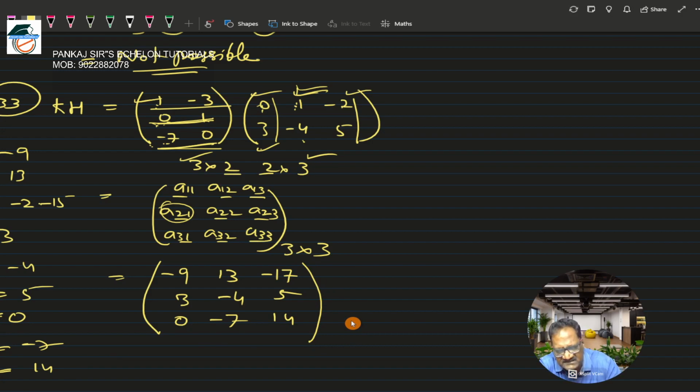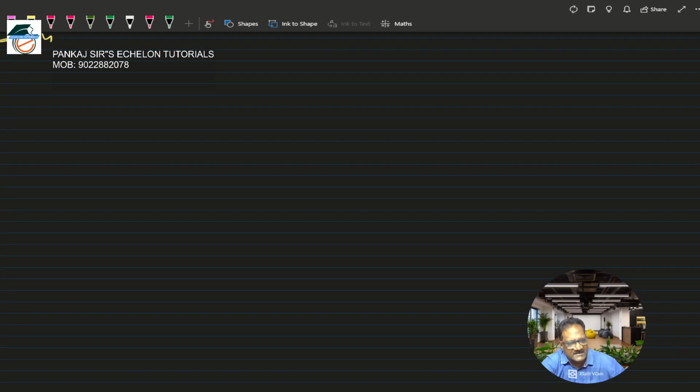Let us check the answer. For 33, the answer I will read out from the book is minus 9, 13 and minus 17. So the first row is correct. Second row, the answer given is 3 minus 4 and a 5. It's correct. Third row it is 0 minus 7, 14. Perfect. So this answer of ours is perfectly okay. So 33 is done. Let us come to 34.